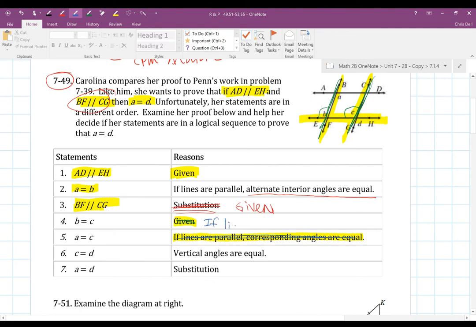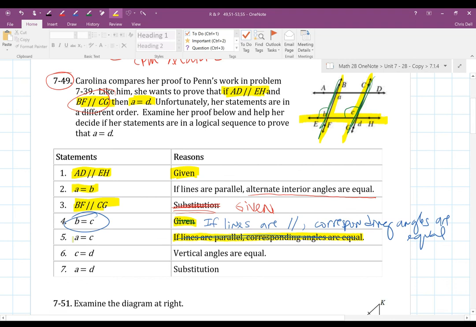So if we can rewrite it, lines are parallel, then what's true? Corresponding angles are equal. So that statement needs to go where it says B is equal to C, that reason for B equals C. Okay, so let's keep going.